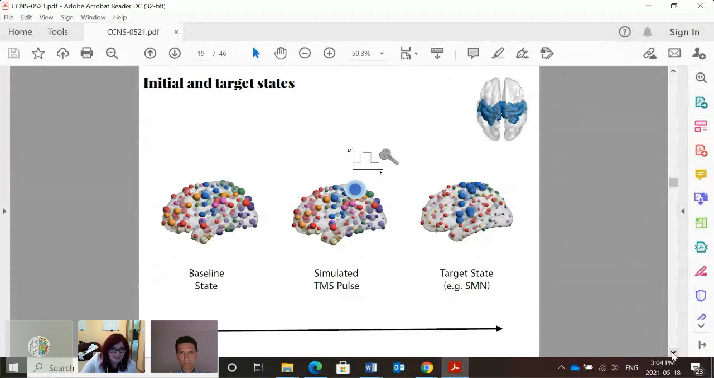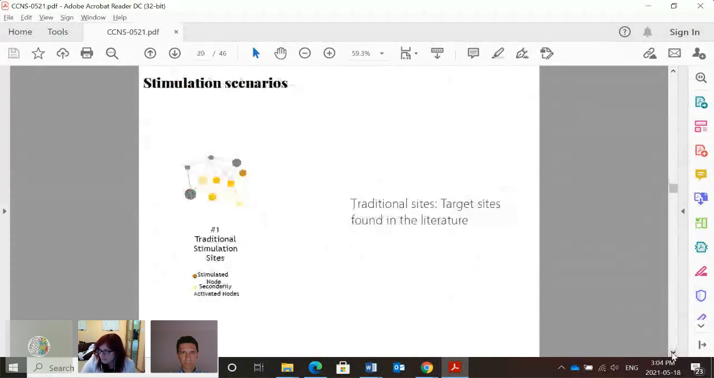So how are we going to do this? Where would we stimulate? Well, we compared 3 different scenarios. The first scenario is what we've called traditional stimulation sites. This is scouring the literature to see what's actually used in clinical practice, what's used so far in the literature. If you wanted to stimulate this subnetwork, this is where people are going to go. This is what they're going to stimulate.